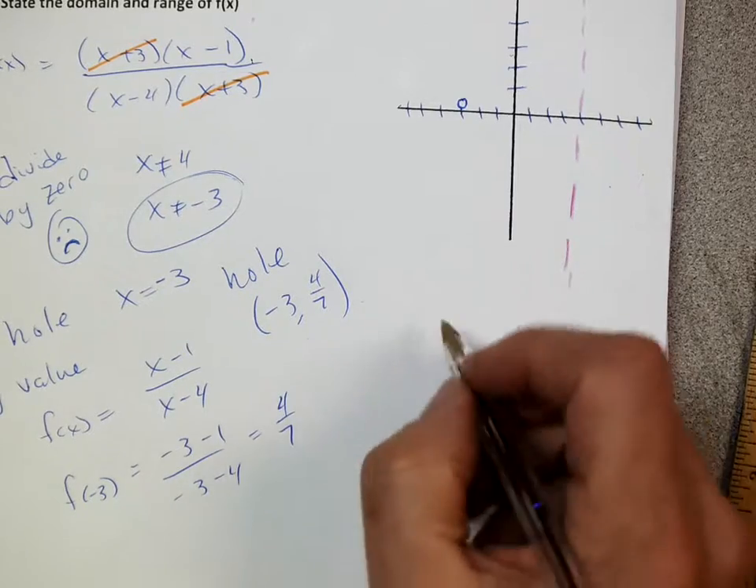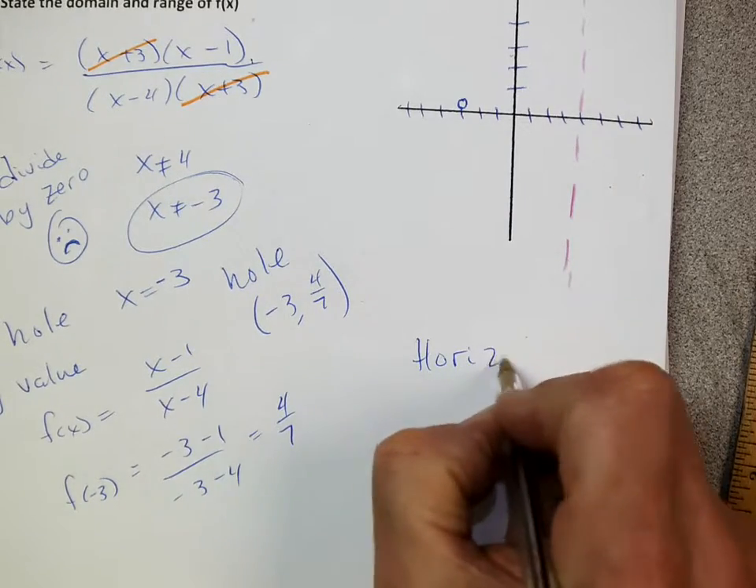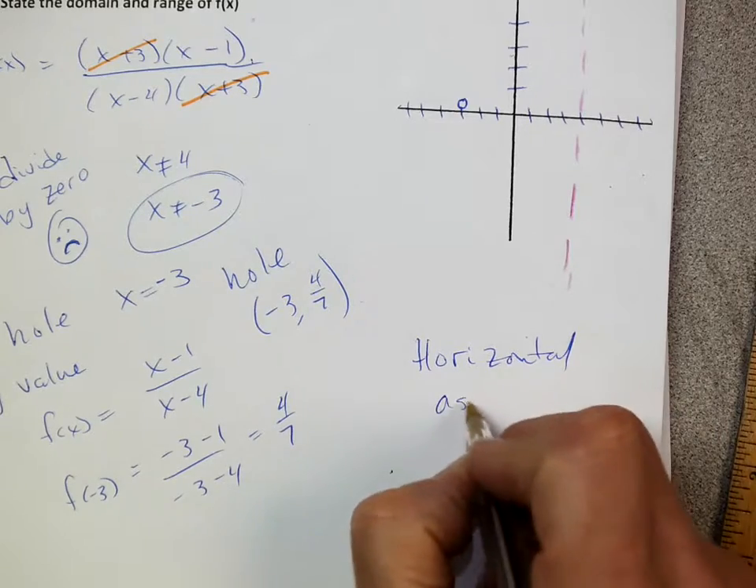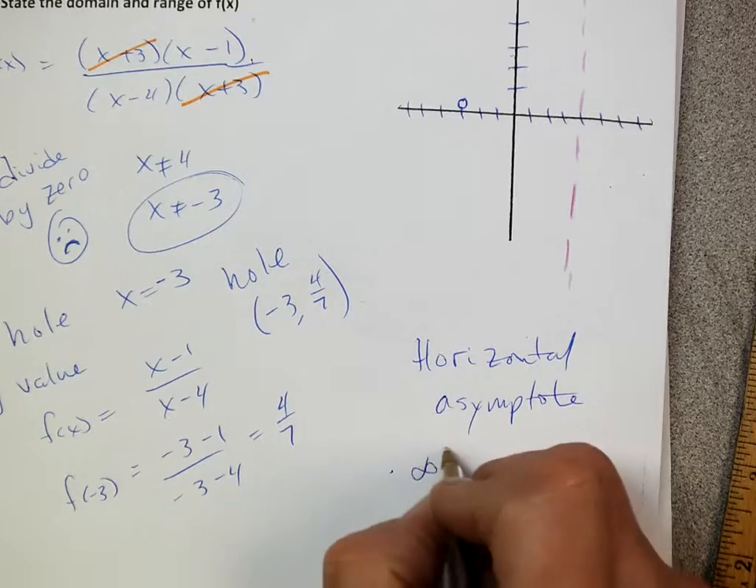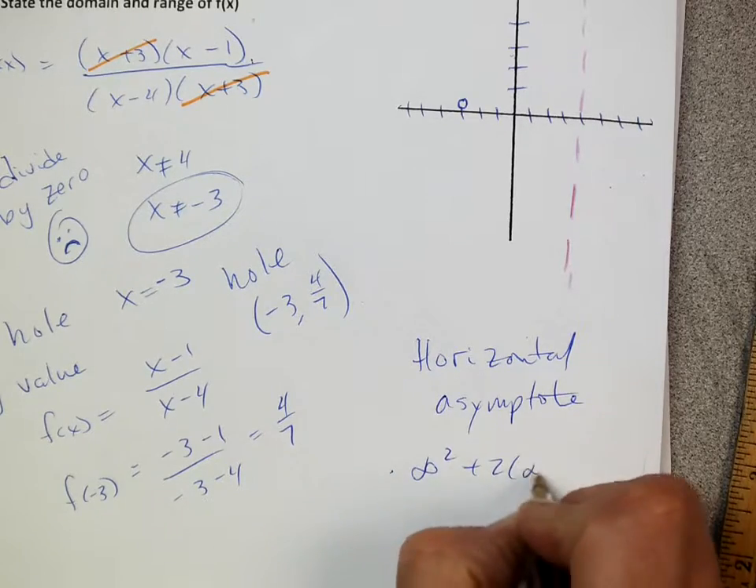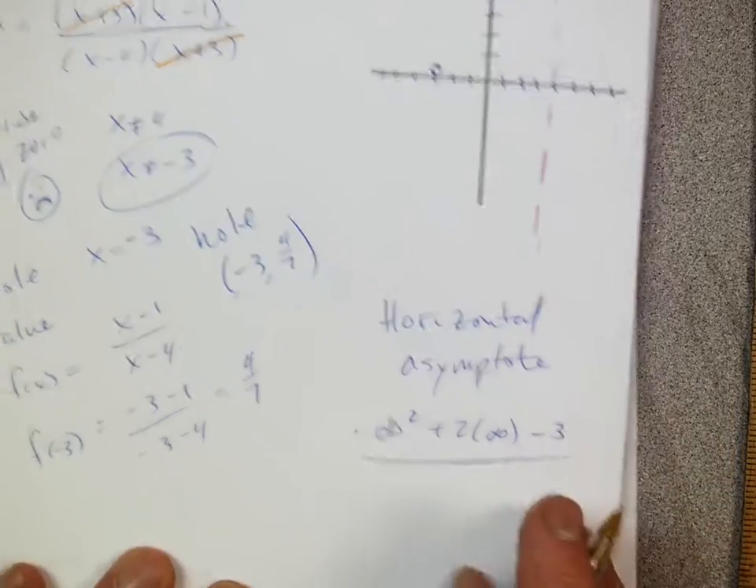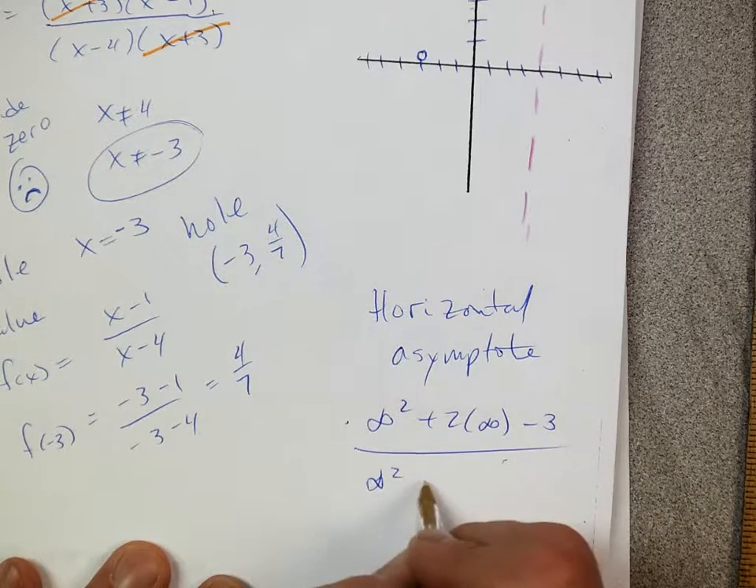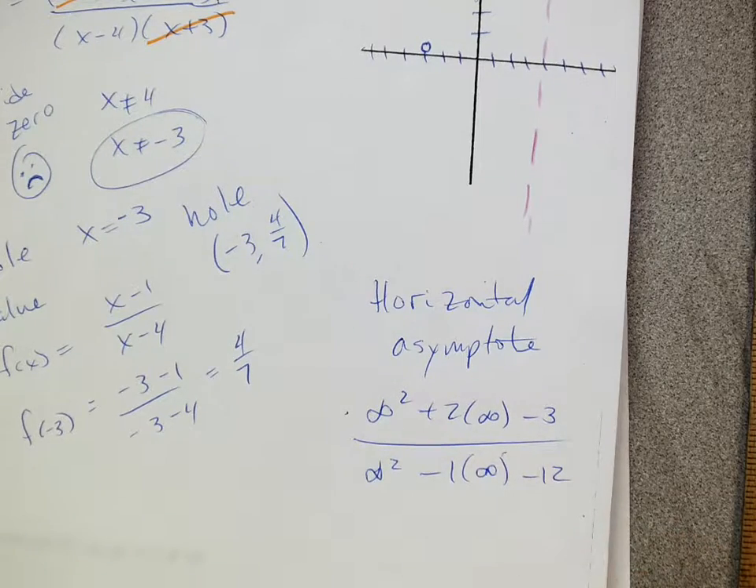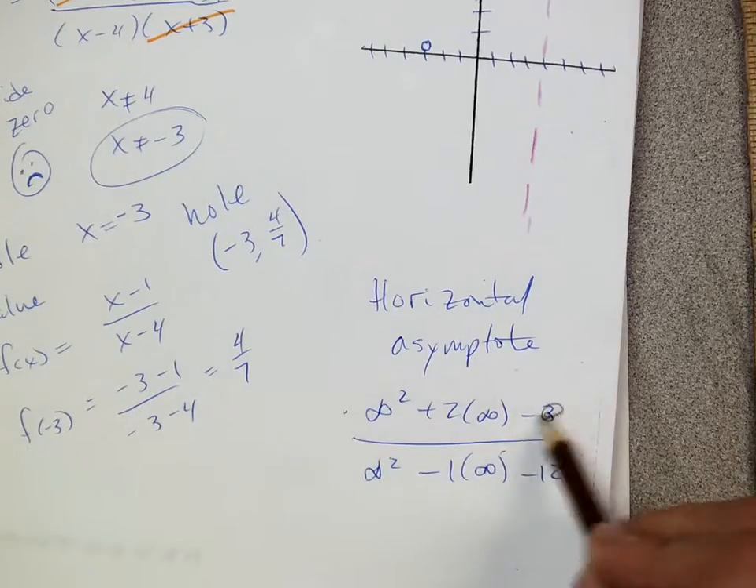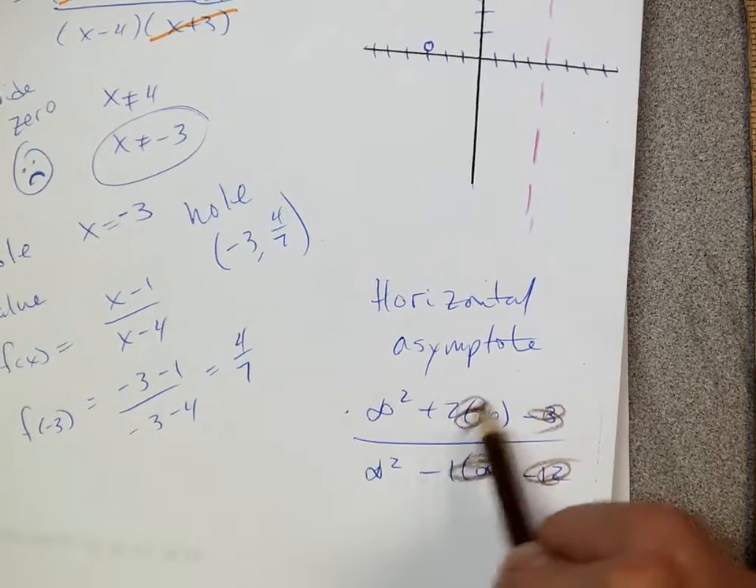Let's take our original horizontal asymptote. And let's go infinity squared plus 2 times infinity minus 3 over infinity squared minus 1 times infinity minus 12. And we're just going to gobble things up. In calculus, Mr. Massey is going to show you mathematically why this works. I can show you too, but this is just much easier, right? So gobble gobble, it's gone. Gobble gobble, it's gone.